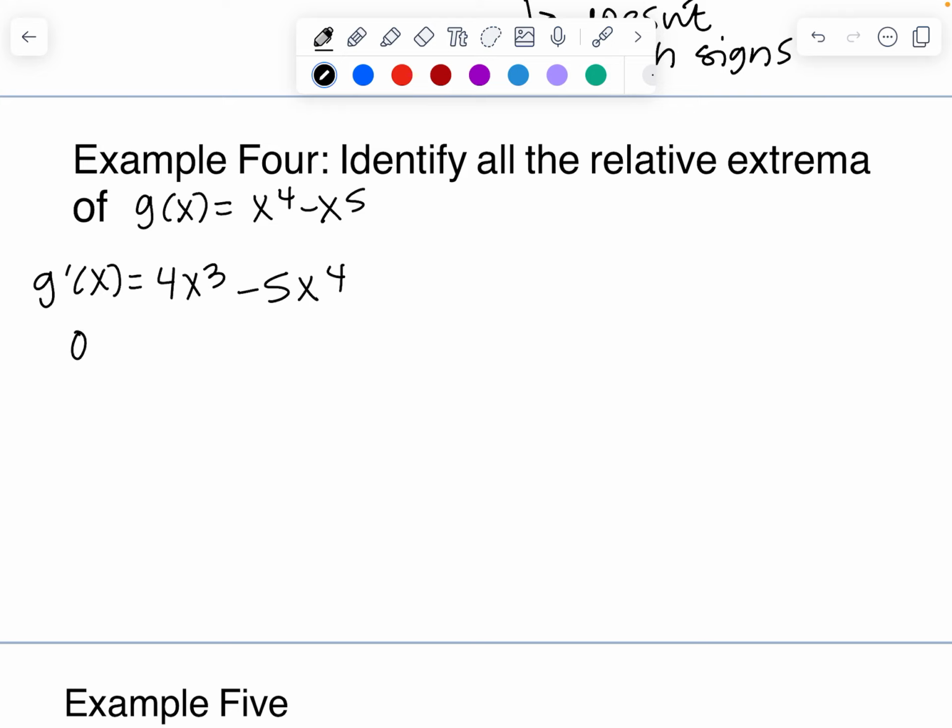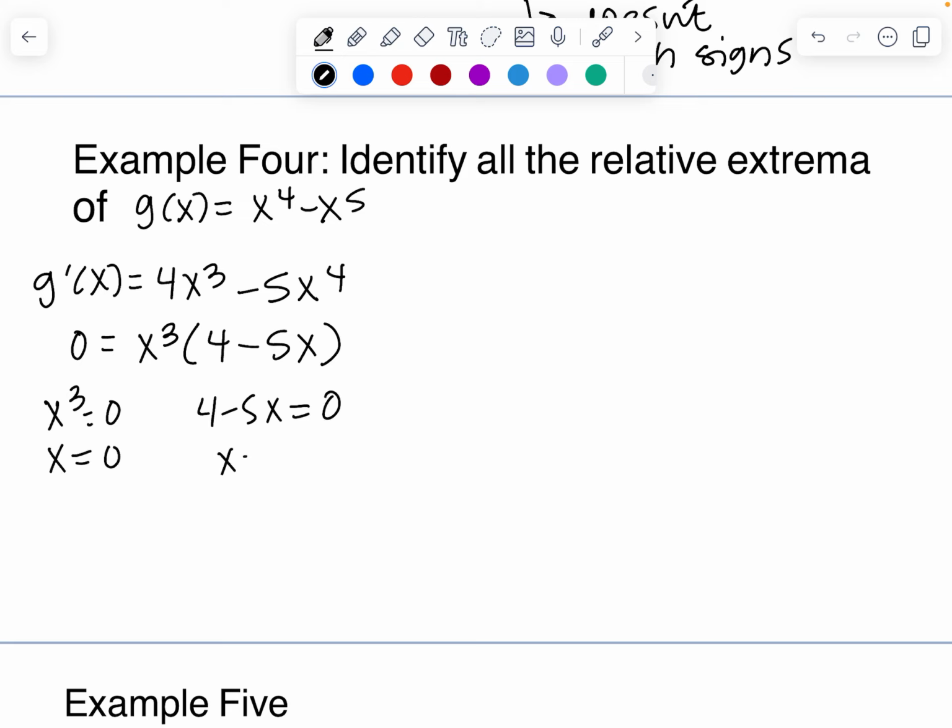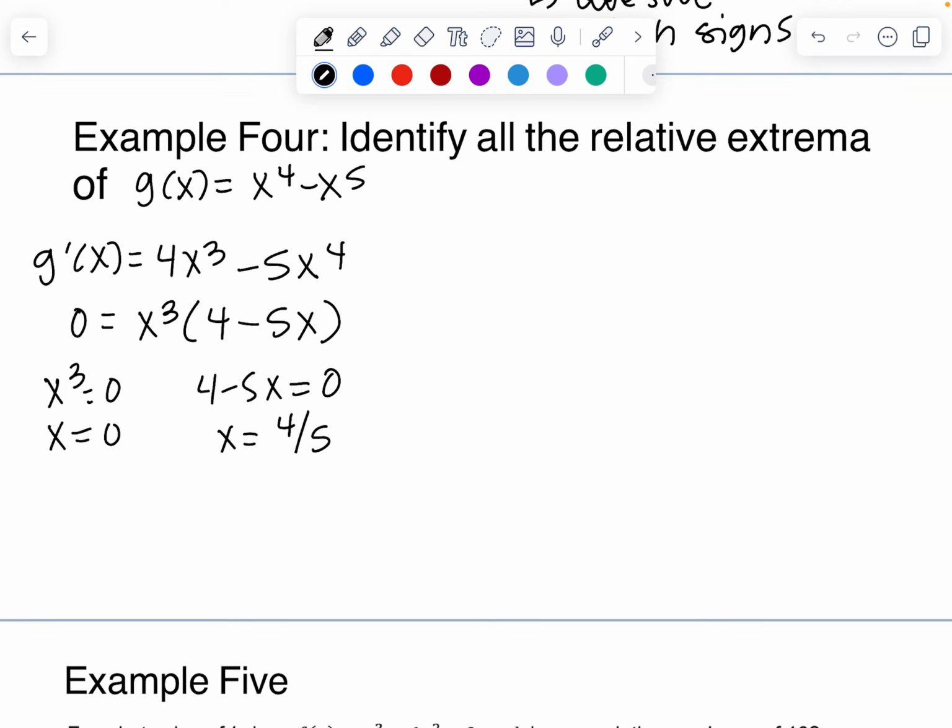And then I need to set that equal to 0. I'm going to factor out the greatest common factor, which is x cubed. So I'll get x cubed times (4 minus 5x), and then I'll set x cubed equal to 0 and set 4 minus 5x equal to 0. This gives me x equals 0 and x equals 4/5. So those are our critical points, and now we need to figure out, are the critical points extrema?